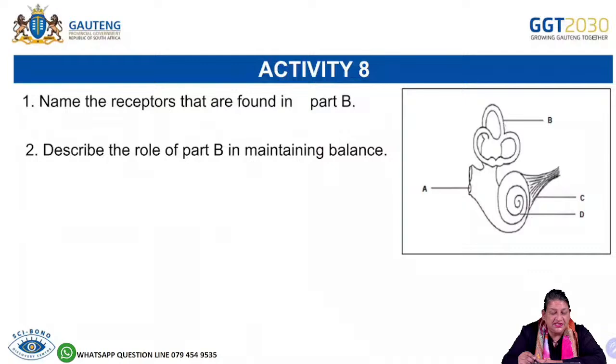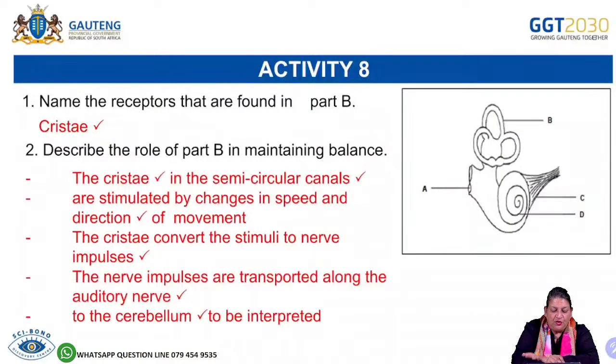So name the receptors that are found in part B. What are the receptors in the semicircular canals? The cristae. Describe the role of part B in maintaining balance. Part B, the semicircular canals. You know that the fluid or the cristae is stimulated by changes in the speed and direction of the movement of the fluid. It creates a nerve impulse. It's transported by the auditory nerve to the cerebellum.